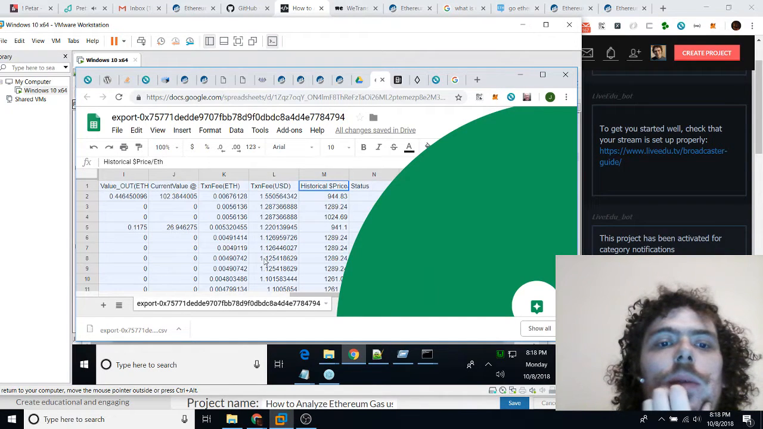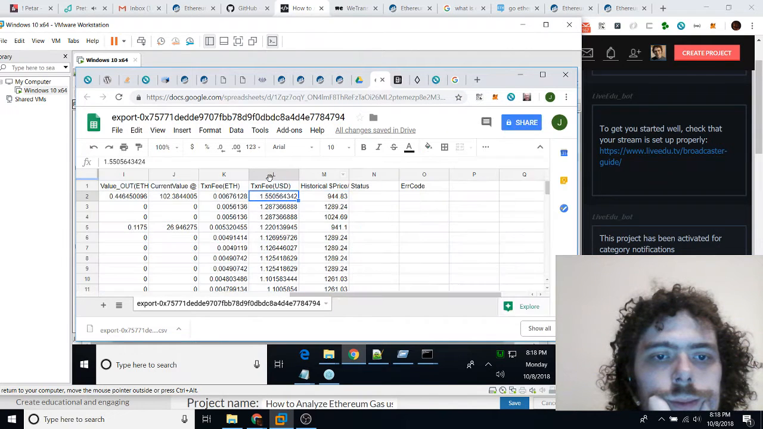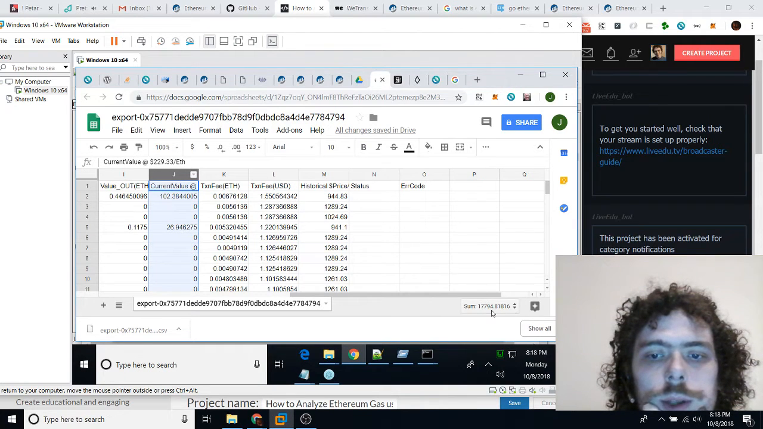No, this guy only spent at most $1.50 on transactions in US dollars, out of the thousands that we exported. He spent $460 in transactions total since January 1st, 2018, and the average is 23 cents, which means that he moved 17,000 ether for only 600 bucks.